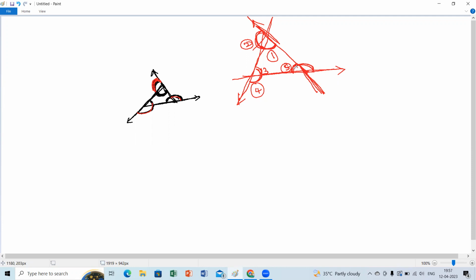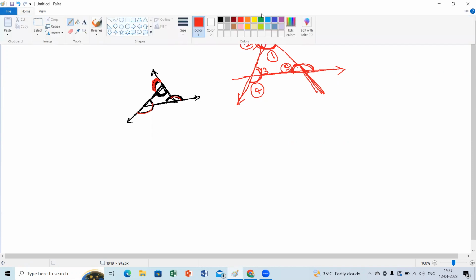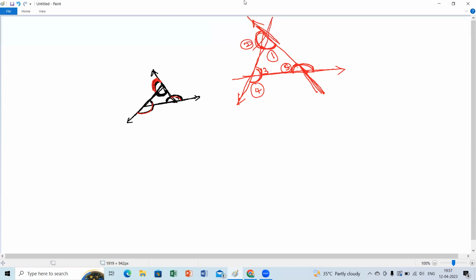Okay, ma'am. Suppose if your doubt is this, let me take one more example. Suppose, ma'am, you can see here, if I'm taking this complete angle, does it form a linear pair? Do these two angles make a linear pair? No, ma'am. And then how can you take it? It also fulfills the properties of a line.